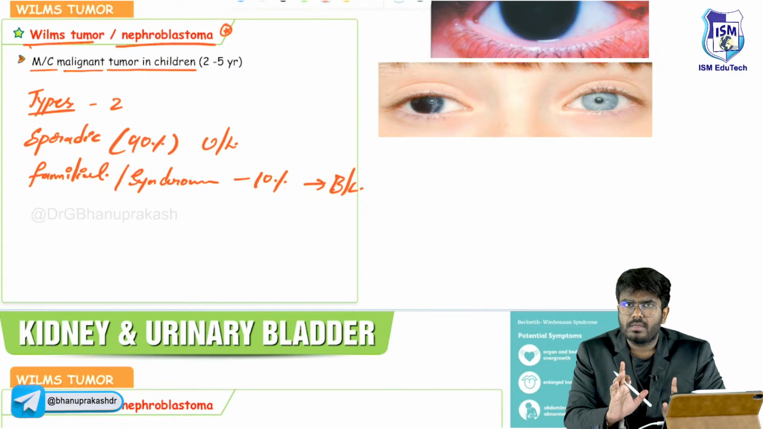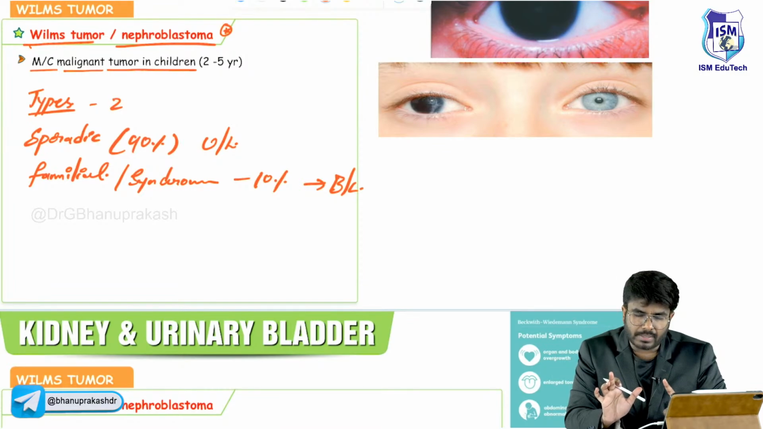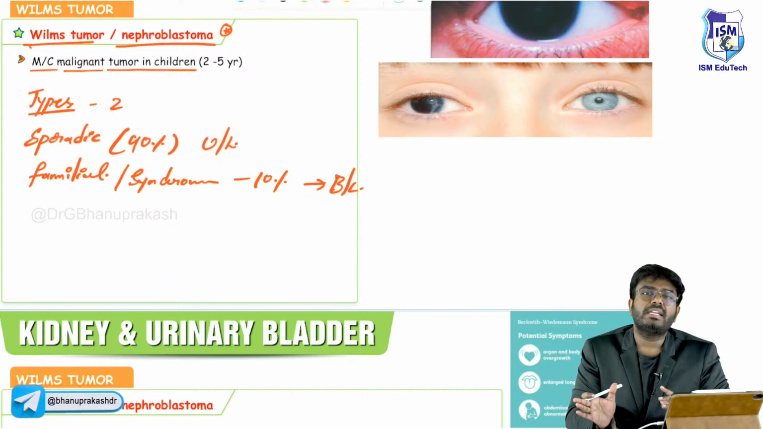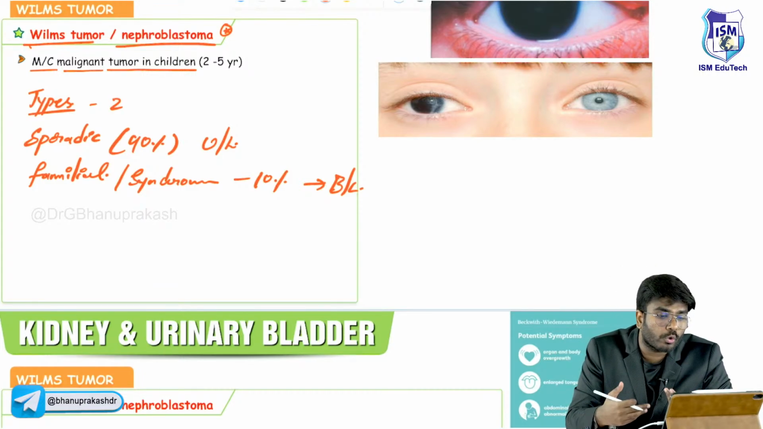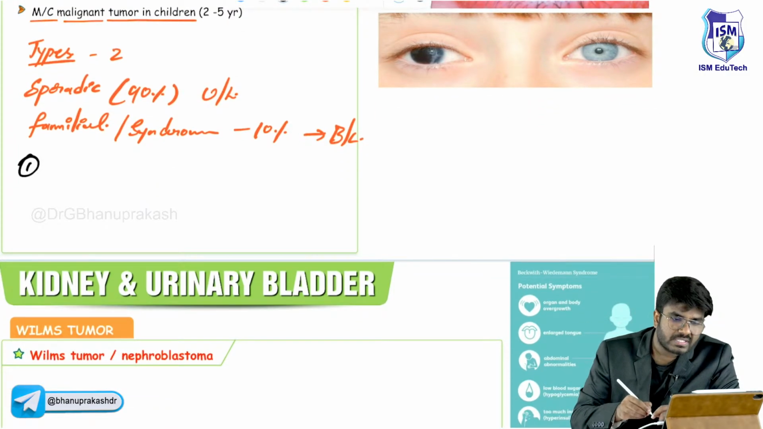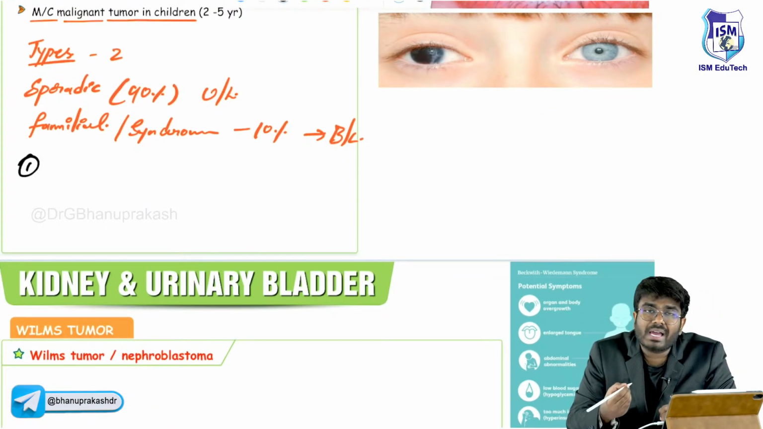Now important. This Wilms tumor is the most common malignant tumor of the kidney, also called nephroblastoma. Two types: sporadic, 90% of the cases, or familial, 10% of the cases, associated with some syndromes. What's the first syndrome that is associated? The first syndrome is called WAGR syndrome.